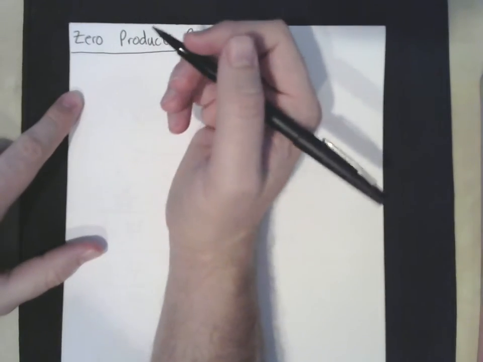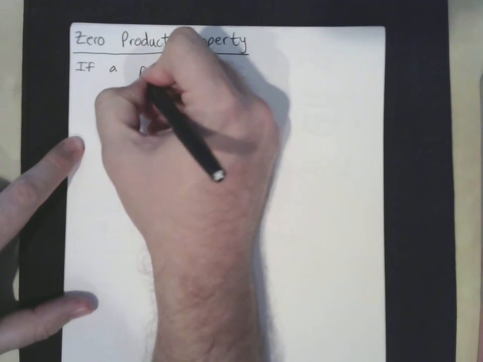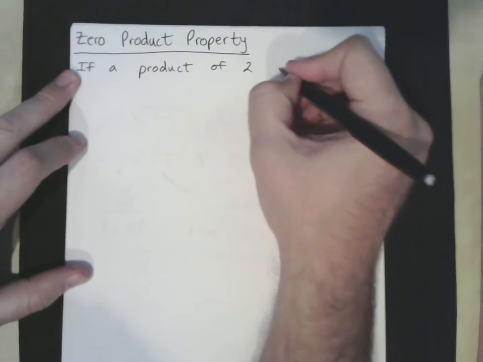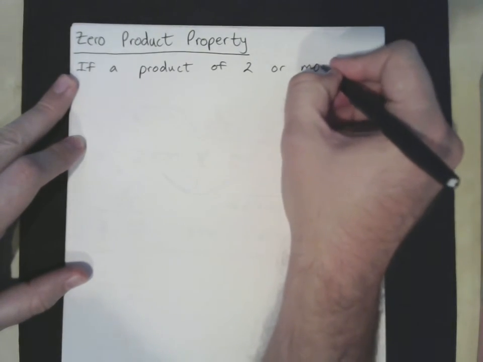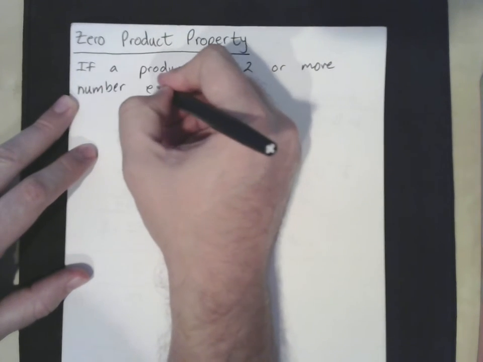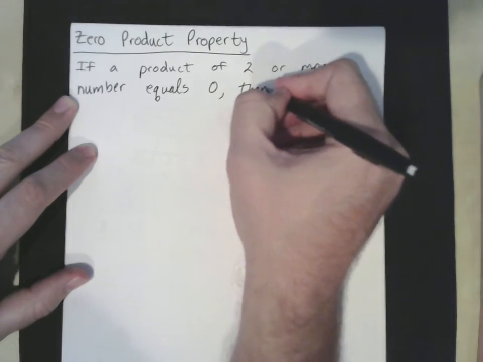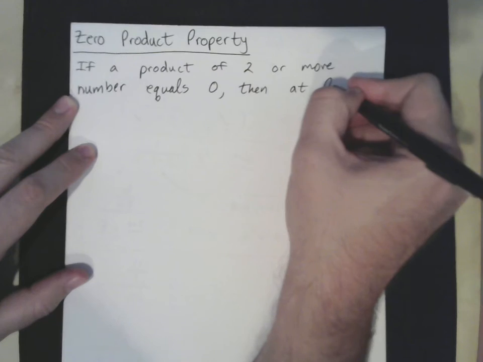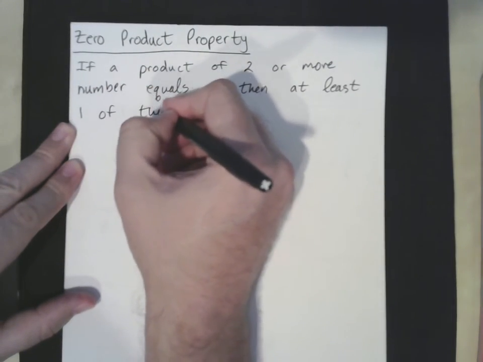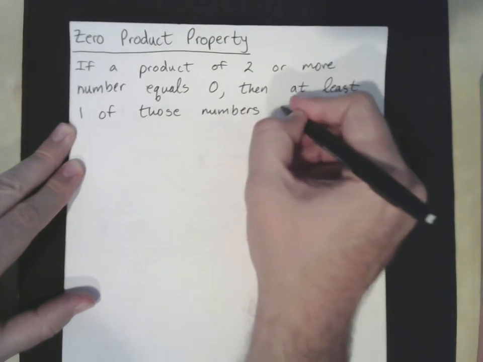So what the zero product property says is if a product of two or more numbers equals 0, then at least one of those numbers is equal to 0.